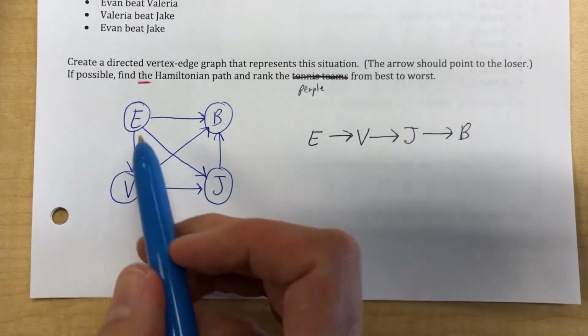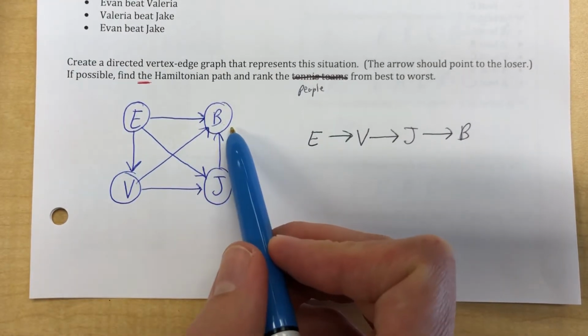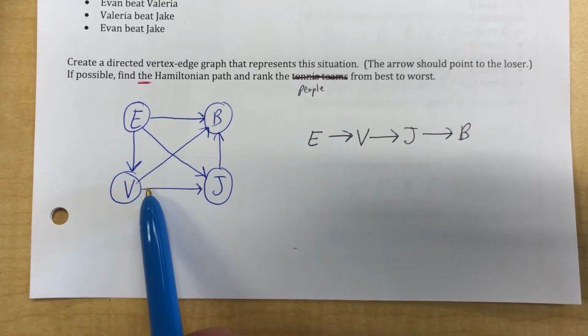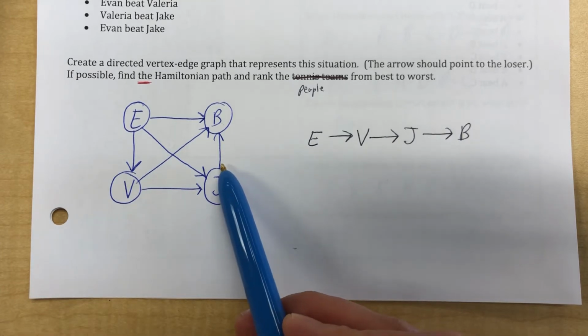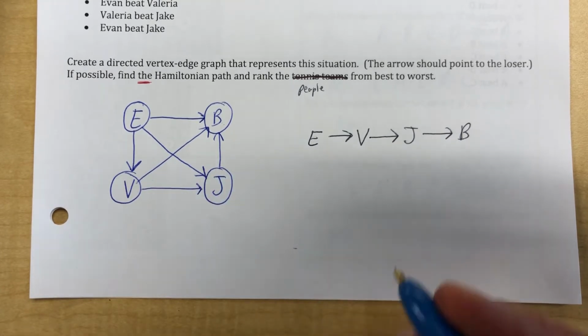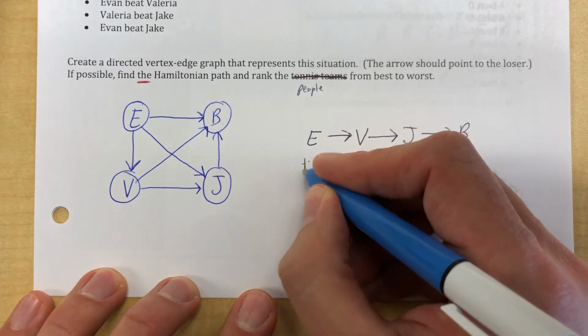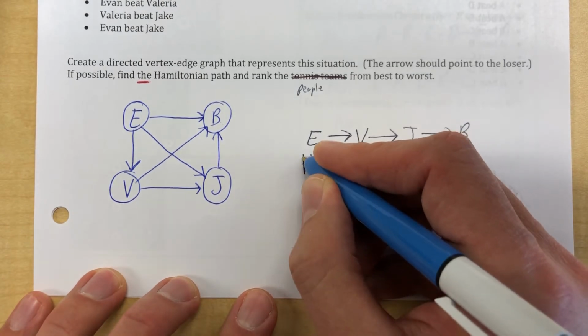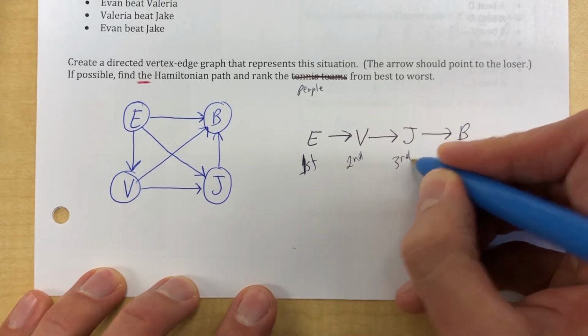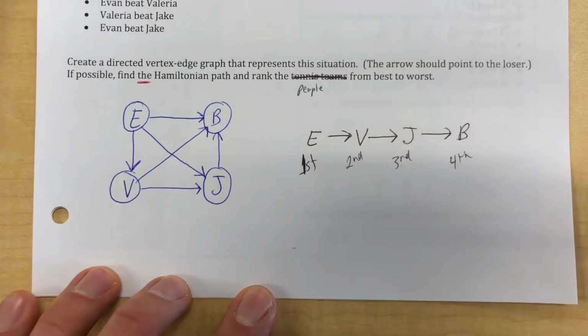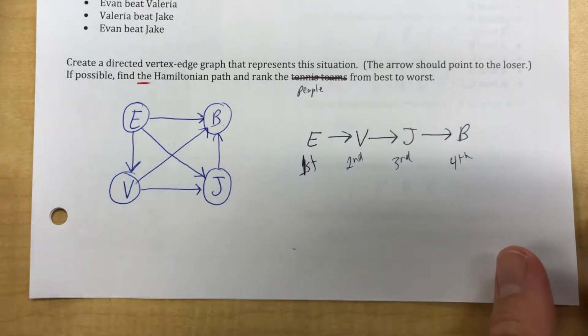And again, it makes sense. You look at it. Evan never lost. Bruno never won. Valeria won 2 of them. She doesn't have 2 arrows pointing at her. And Jake won 1 but lost 2. So here's first. I have a hard time drawing the number 1. First, second, third, 4th place. Okay, let's keep moving.